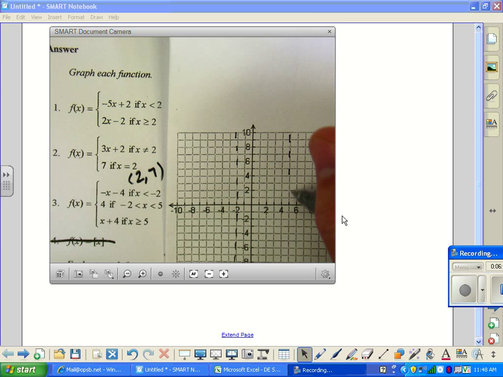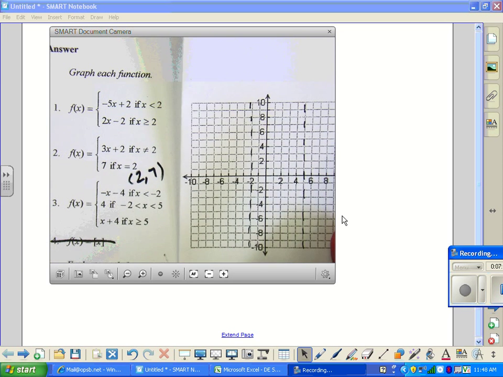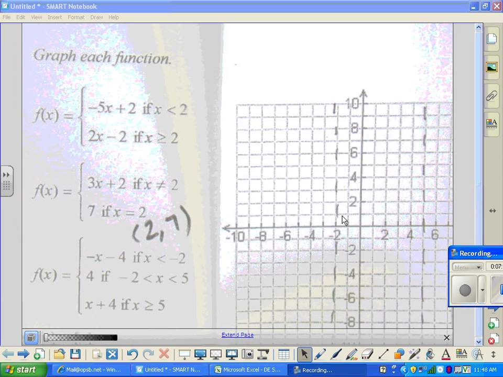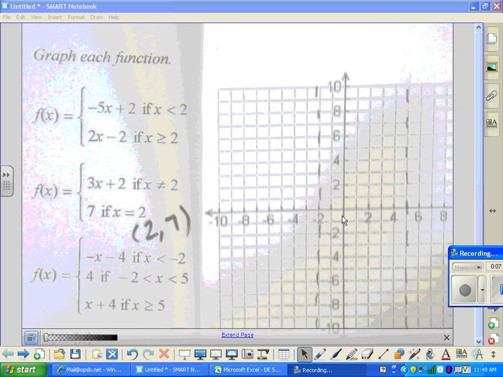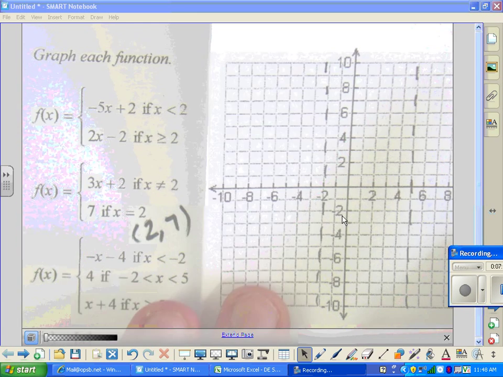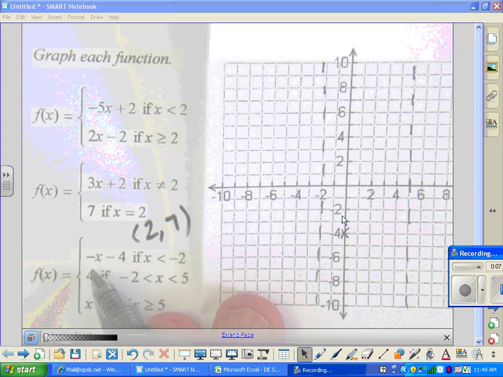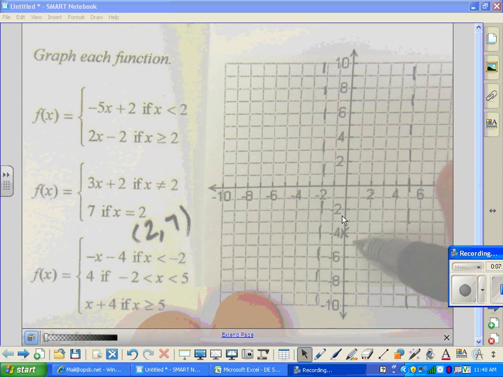So I'm going to have sort of part of the graph on the left side of -2. So this graph right here is going to be over here on the left side of -2. This graph is going to be in between the -2 and 5. And then this graph will be on the right of 5 over here. So let's start with the first one. Let's do -4 is my y-intercept. And then my slope is -1, so I'm going to fall 1, run 1.